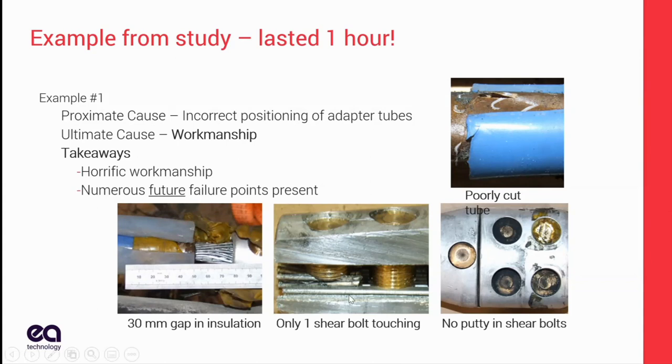You can see the picture in the middle and the bottom. They only had one shear bolt making connection. That joint would have overheated. They didn't put any putty in the shear bolt holes. That would have caused a low level of partial discharge that would eventually have led to failure. Tubes were cut badly. Insulation was negative. Lots of workmanship issues. I use the term horrific. It was horrific. And you've got to address these sort of issues. Fixing one of them or two of them would have still led to failure.